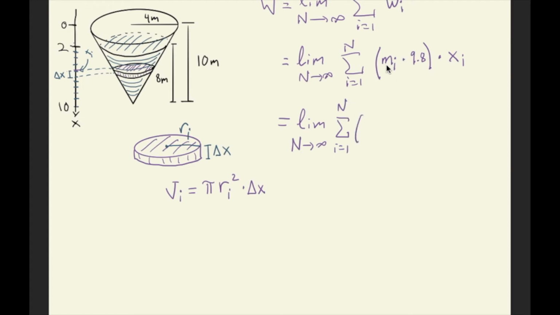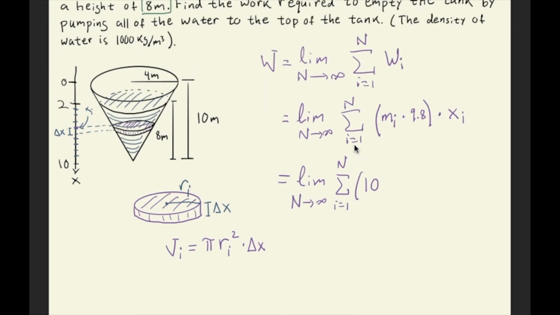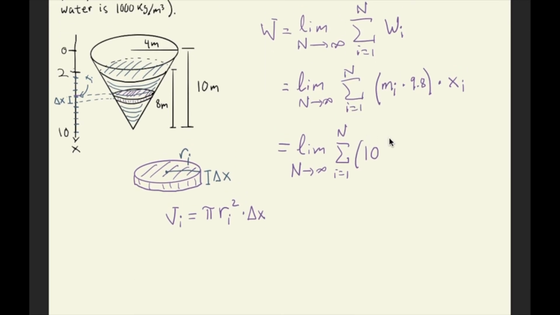Now the mass is going to be the density, which is 10,000. Let me correct that, not 10,000, just 1,000. So 10 cubed, that's 1,000. The density times the volume, right? So this is going to give you the mass times 9.8, that's the acceleration of gravity, times xi.